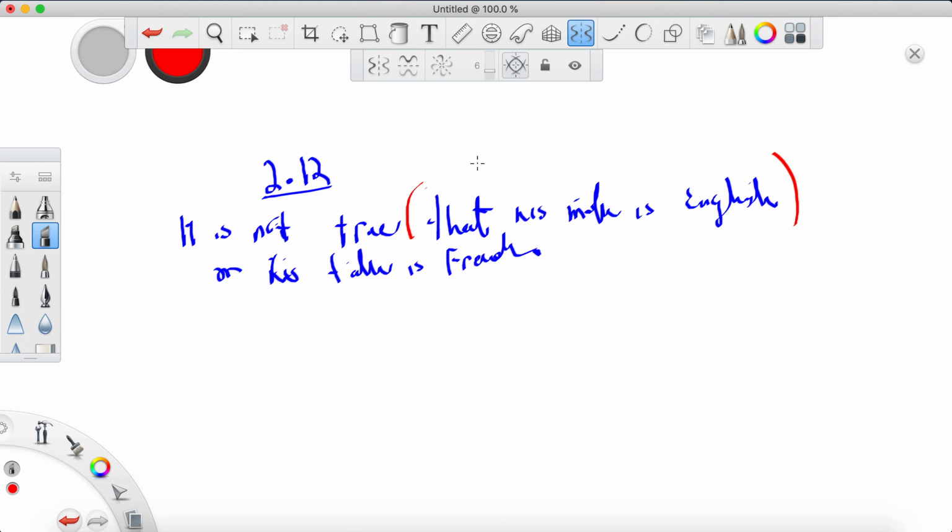So this is about the statement. It is not true that his mother is English. And then to follow that up with, or his father is French. It just seems kind of odd. There isn't a hard and fast rule, but if you act in good faith and explain how you parse out your translation, as long as you follow all the rules, that's fine.